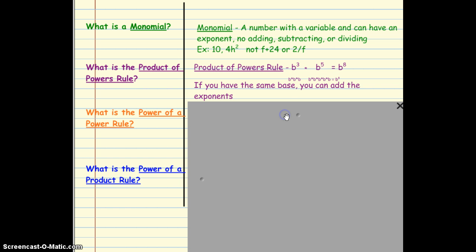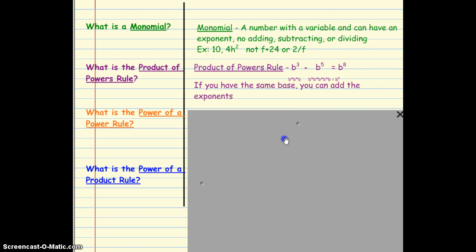Alright, product of the powers rule. Well, a product of the powers rule says if you have a problem like b to the third times b to the fifth, we can go ahead and simplify this and get b to the eighth. It says you can just take these two exponents and add them together because you have the same base. The reason behind this is because b to the third really means b times b times b, and b to the fifth is 5 of them, b times b times b times b times b, and altogether when you multiply them you have 8, so b to the eighth.